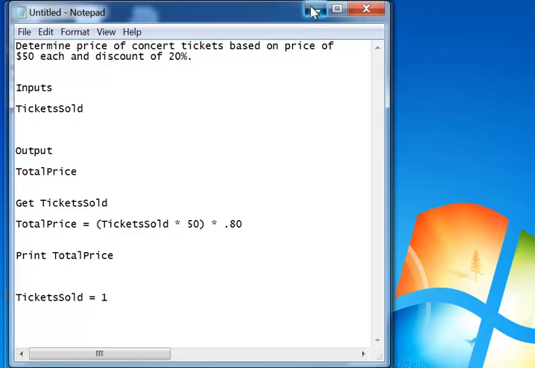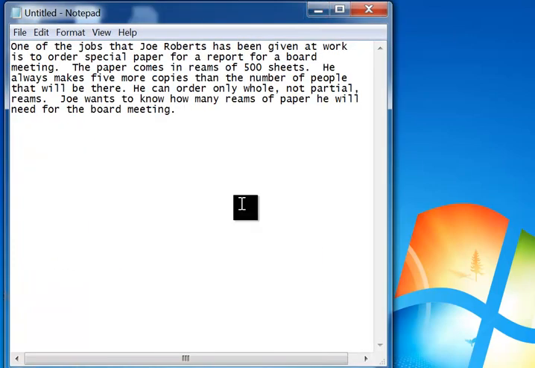All right, let's look at another one. This one came out of your book. I think this is a pretty good one. One of the jobs that Joe Roberts has been given at work is to order special paper for a report for a board meeting. The paper comes in reams of 500 sheets. He always makes five more copies than the number of people that will be there. He can order only whole, not partial reams. Joe wants to know how many reams of paper he will need for the board meeting.